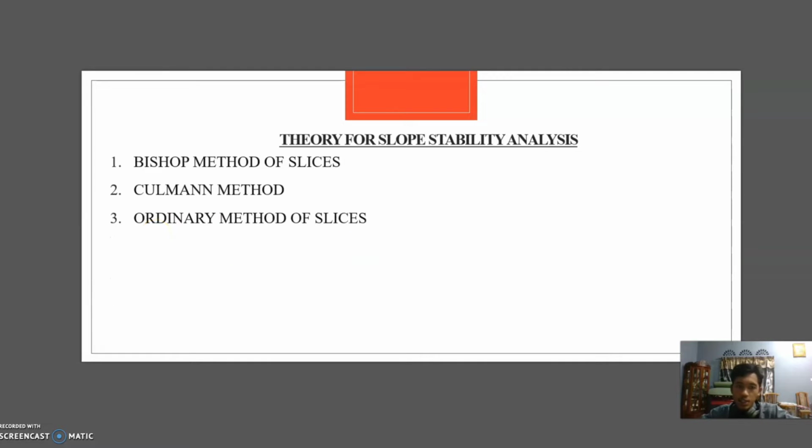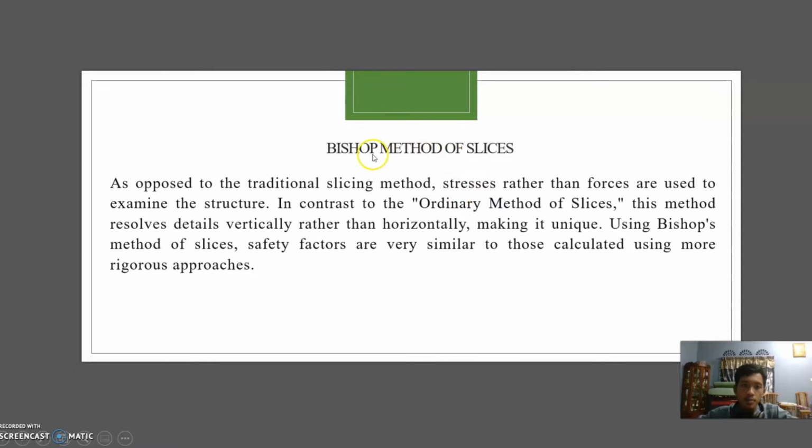And then it's about the theory for slope stability analysis. We have three parts. The first part is the Bishop method of slices, the second part is Fellenius's method, and the last is the ordinary method of slices. Alright, we go to the first part. The first is about the Bishop method of slices.